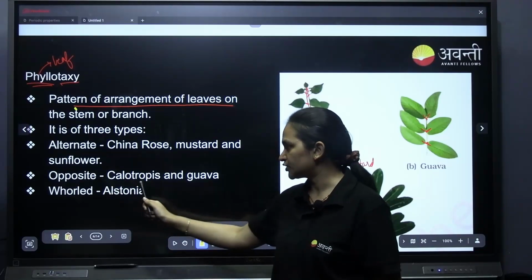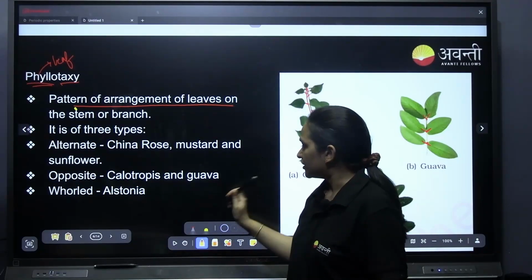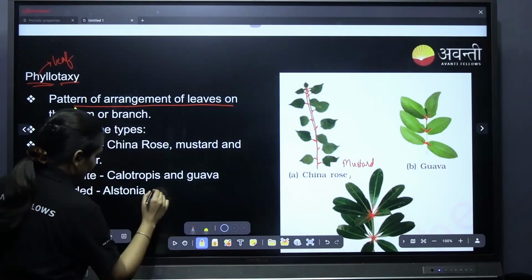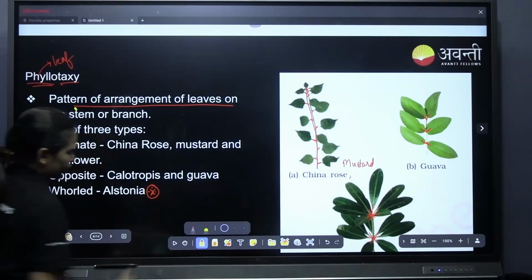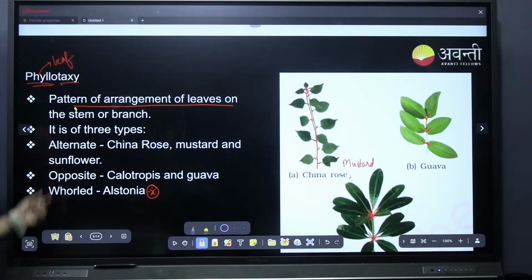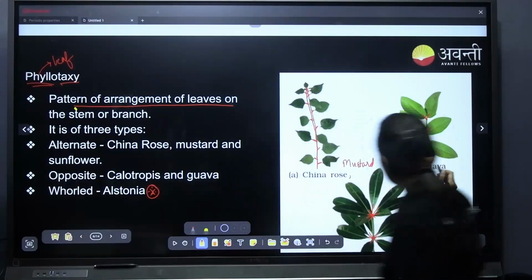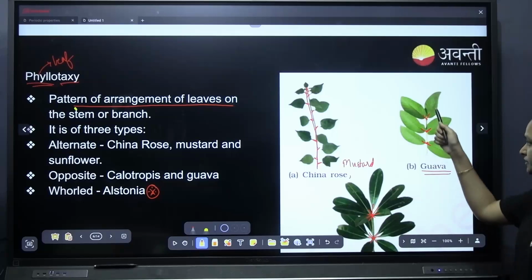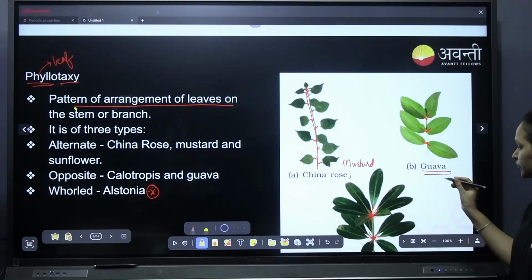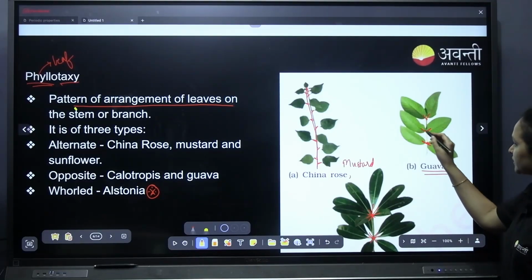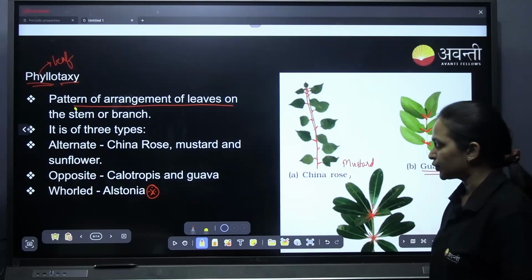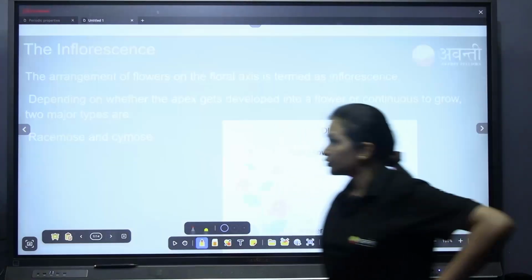The opposite is calotropis and guava, and whorled is alstonia. Alstonia becomes very important. The opposite is calotropis and guava. This is a guava, you might have seen it at your home. If you go and look, you will get to know that it is the opposite type of phyllotaxy. Guava, along with that, calotropis. This is about the phyllotaxy.